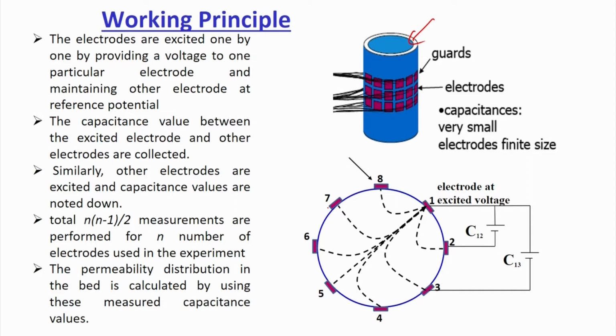Okay. So, I excite only one electrode. I excite only one electrode means I provide a particular reference voltage to one electrode, and the rest of the other electrodes are maintained at the reference potential. What will happen? If this is excited, the capacitance value between electrodes 1 and 2 will be recorded, the capacitance value between 1 and 3 will be recorded, 1 4, 1 5, 1 6, 1 7 and 1 8 and so on will be recorded once I excite electrode number 1.